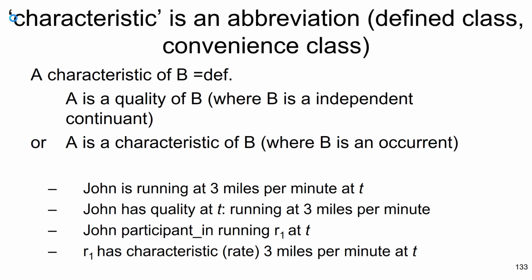John participates in a running process at t, and we can then refer to that running process as having a characteristic of being 3 miles per minute at t, which captures the PATO process quality. Now, this is a very trivial rearrangement of wording. There's no exciting rocket science going on here, but it means that we have captured the content of PATO and reworded the way PATO formulates that content in such a way it's consistent with the way everybody else uses BFO.